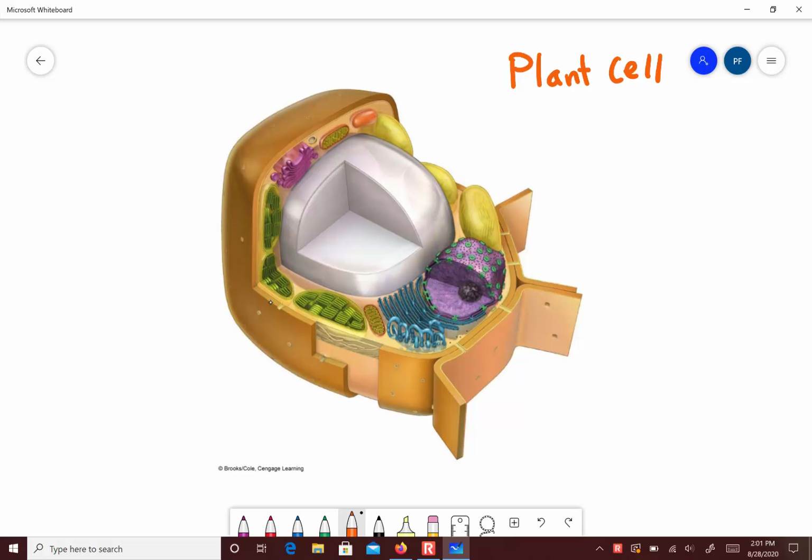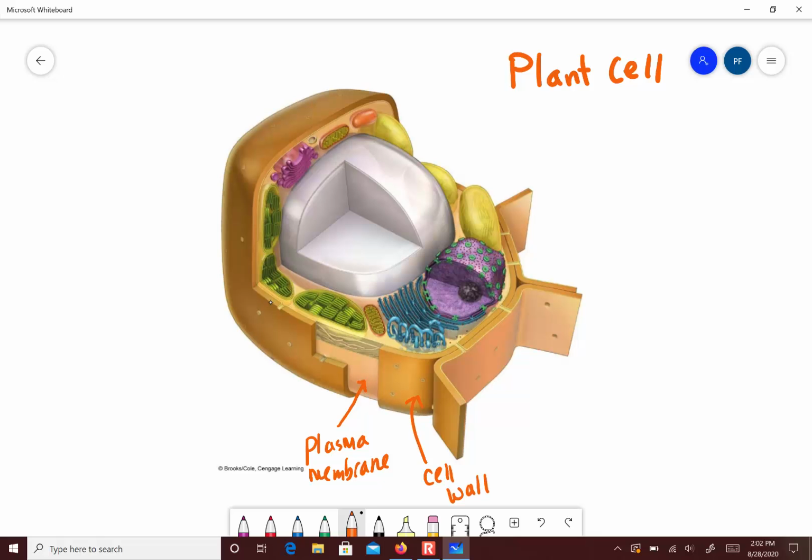The plant cell is going to have a couple of surrounding structures. It has a plasma membrane. It's a little tougher to see on this because we have this outer really thick cell wall that we didn't see in the animal cell.